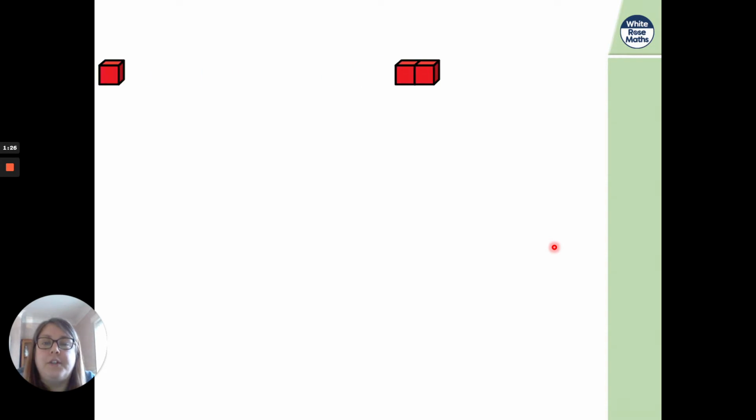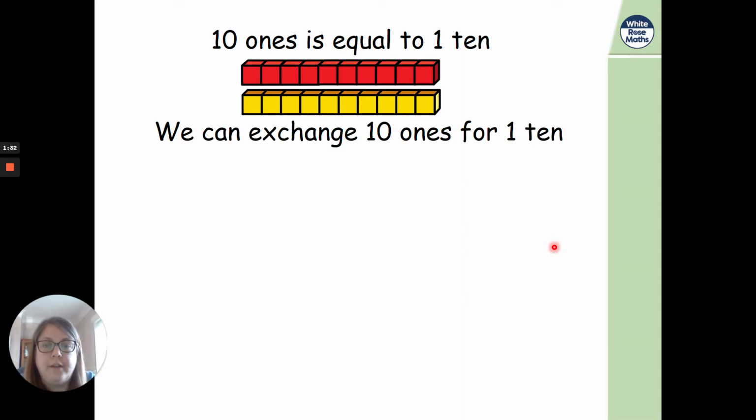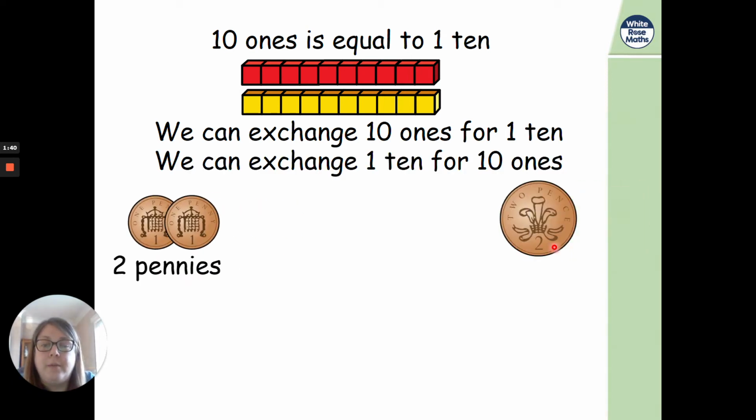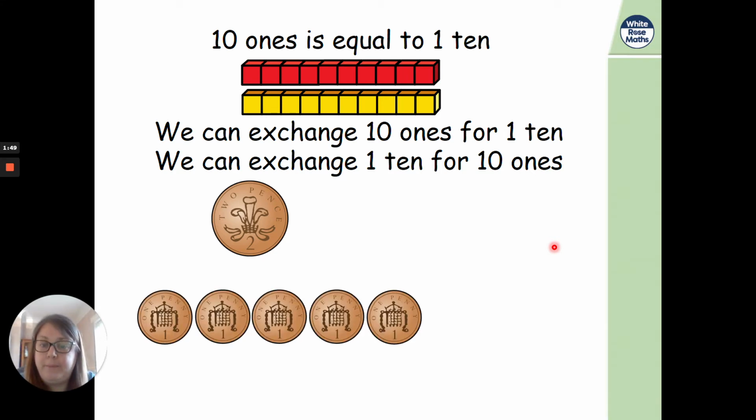So we could also look at coins like this. 10 ones is equal to 1 10. So we can exchange 10 ones for 1 10, and we've done that, haven't we, with the deans in class. So we could have the same with our pennies. 2 pennies could be exchanged for a 2 penny coin. So instead of using 2 1 pennies, we could use 1 2 penny.